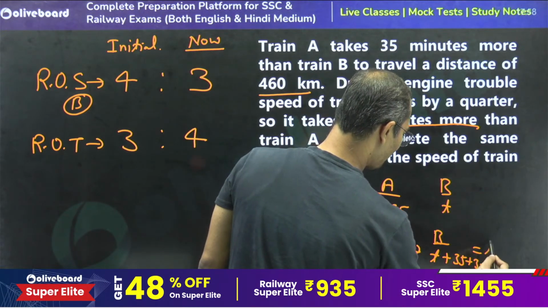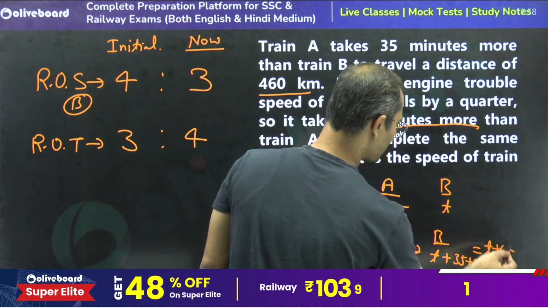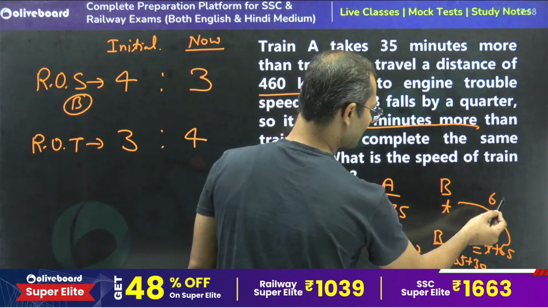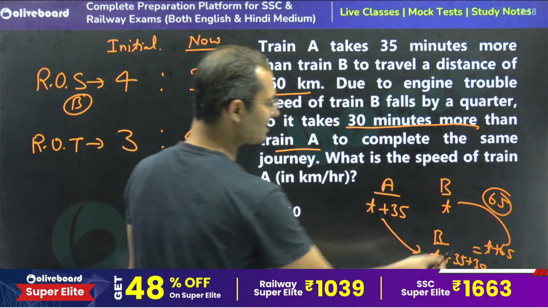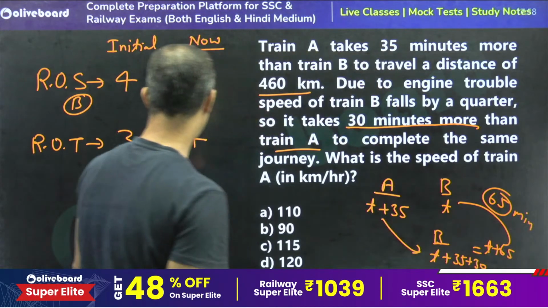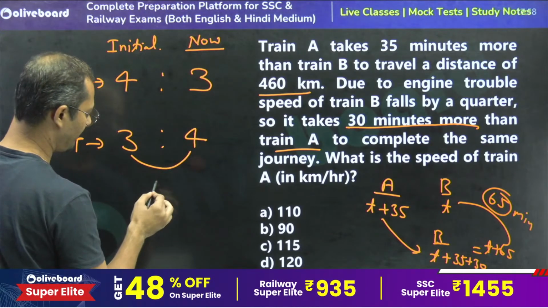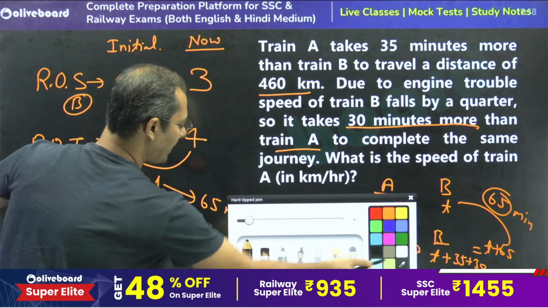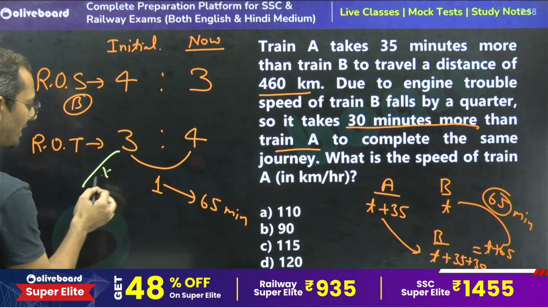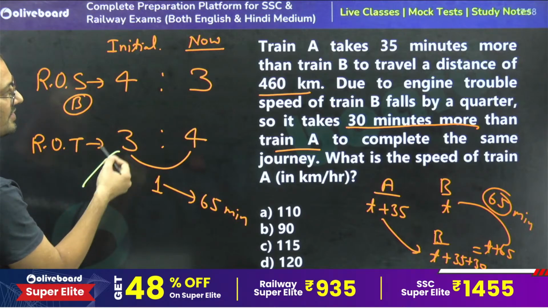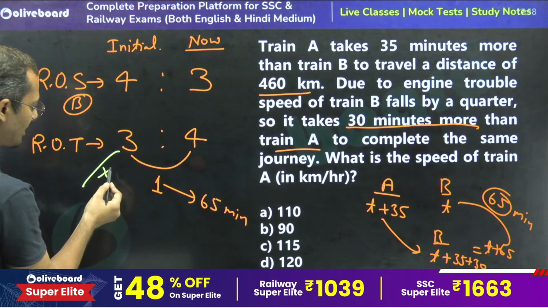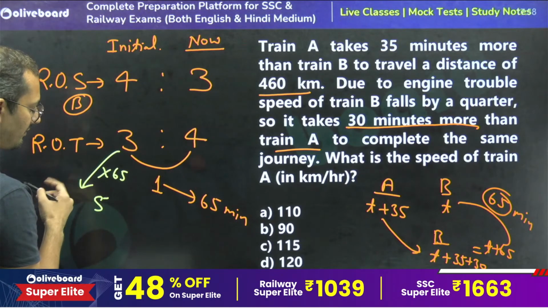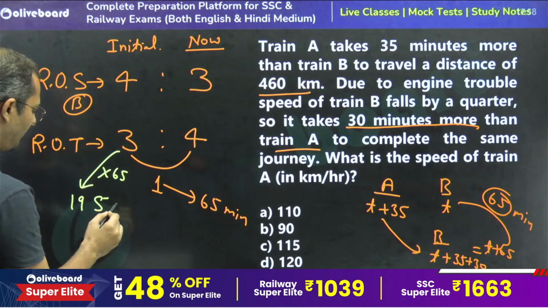So we can say that it is equal to T plus 65, right? So what is the difference of the time taken by B initially and now, that is 65 unit, or we can say 65 minutes. So the time difference is 1, so 1 is equal to 65 minutes. So initially the time taken by train B is equal to 3 into 65, that is 195 minutes, right?